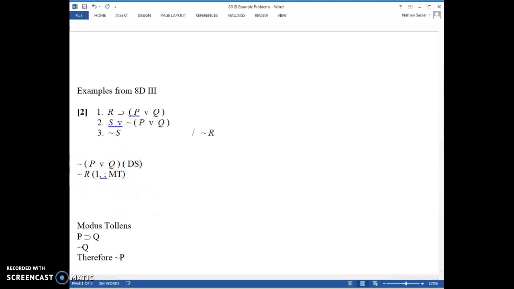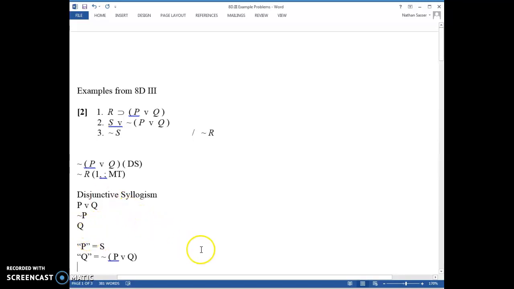Now, here's the form of disjunctive syllogism as you've memorized it. P or Q, not P, therefore Q. Okay. Now, in this case, the P is going to be equal to S. The Q is not P or Q, right?